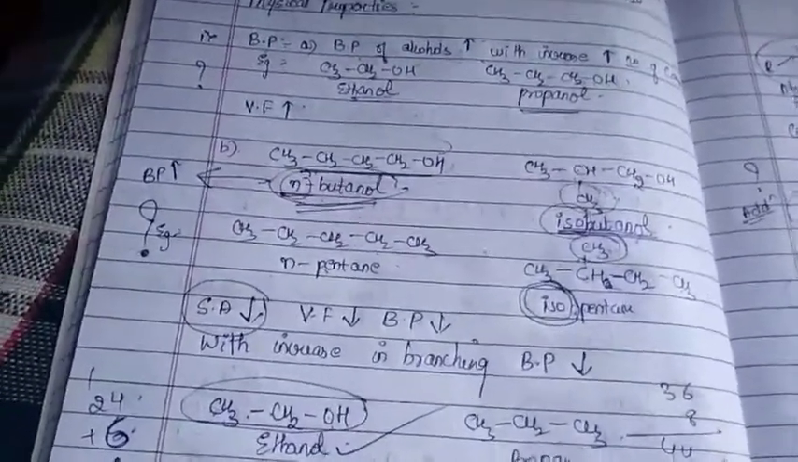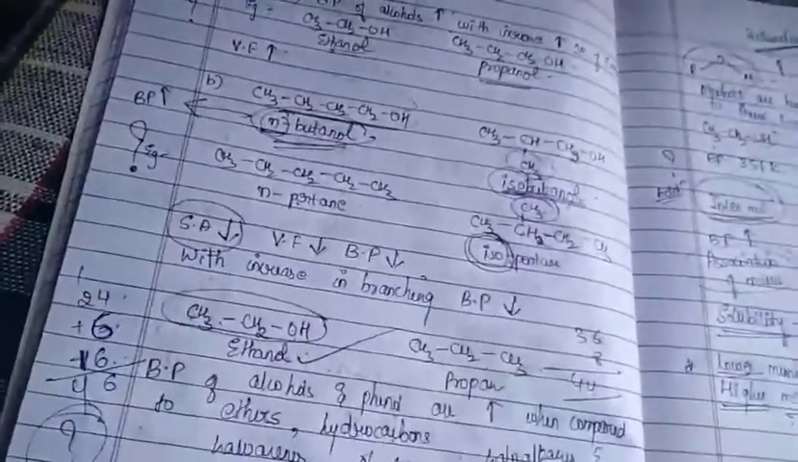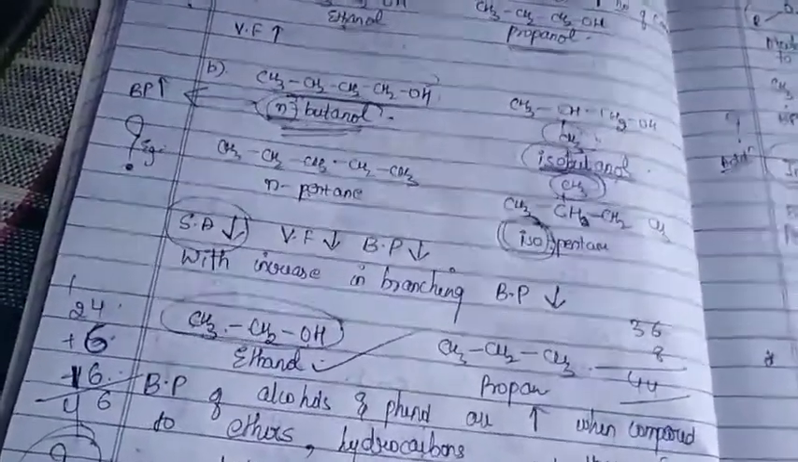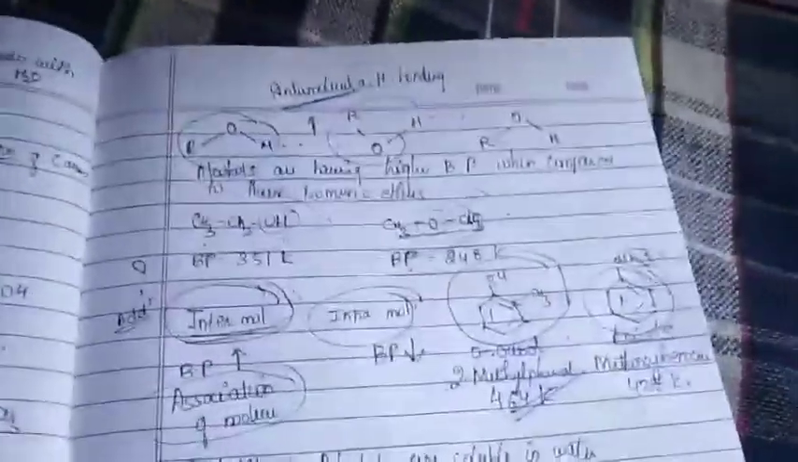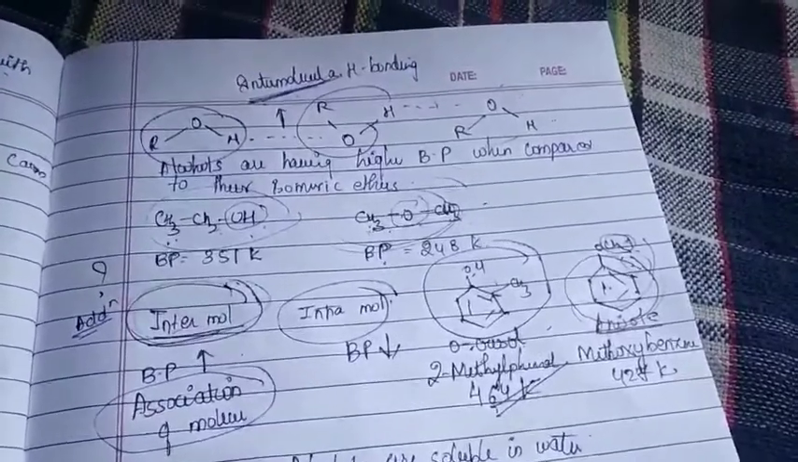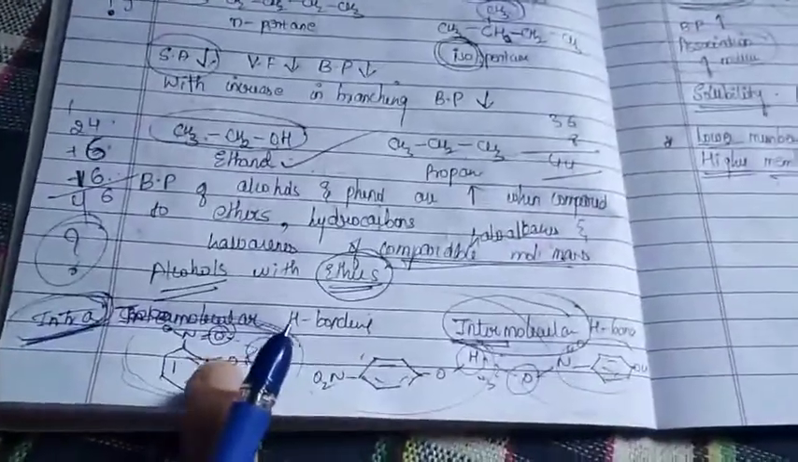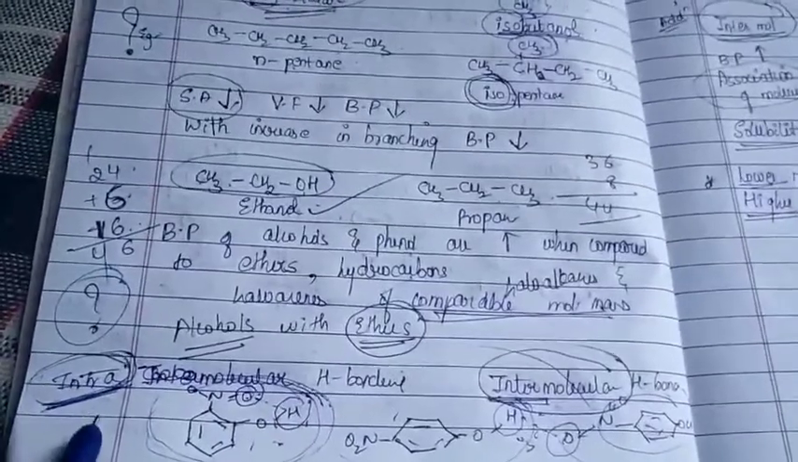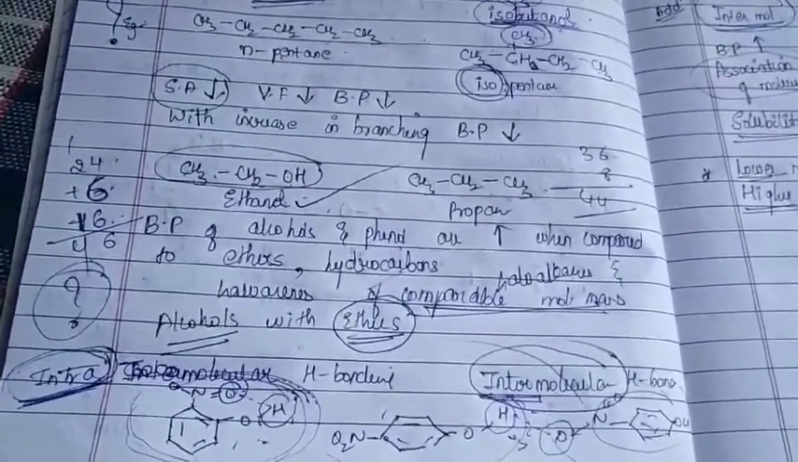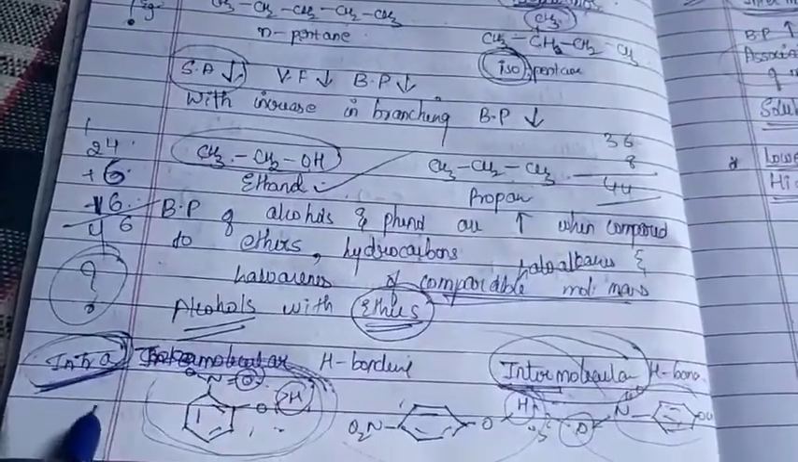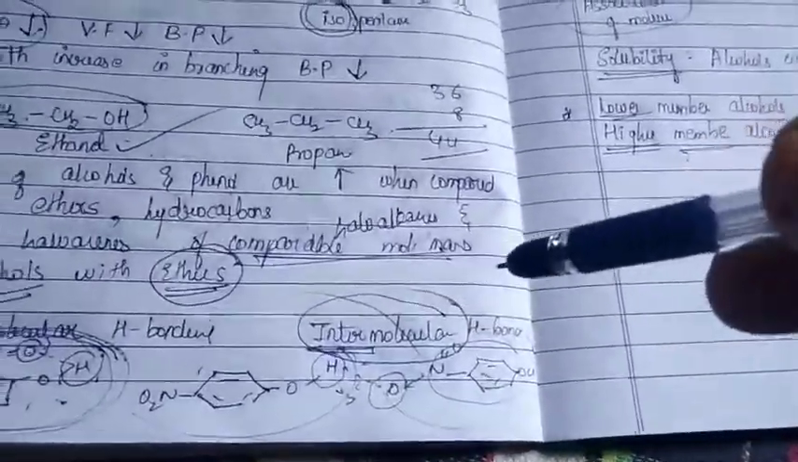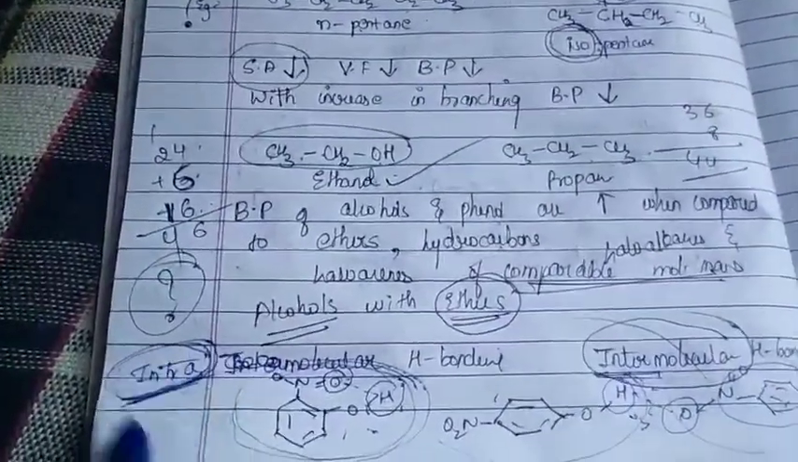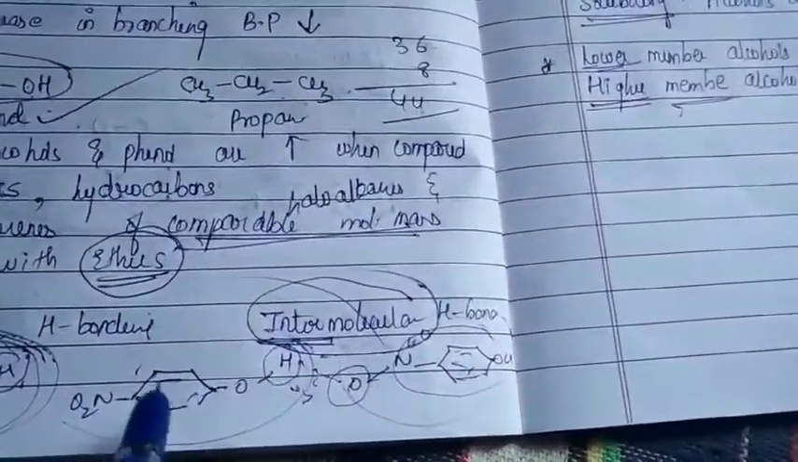Remember, alcohols have the highest boiling point compared to ethers, because of the presence of intermolecular hydrogen bonding. So there we also came to know two additional pieces of information. What do you mean by intramolecular hydrogen bonding, and what do you mean by intermolecular hydrogen bonding? Intra means the hydrogen bonding is present within the molecule, whereas inter means the hydrogen bonding is existing between two molecules.